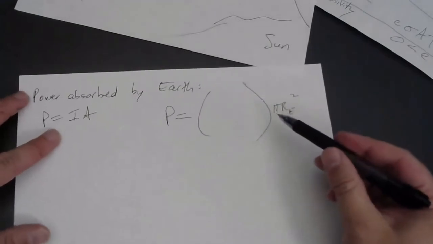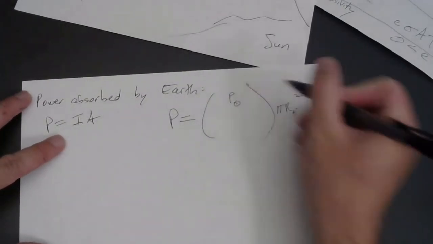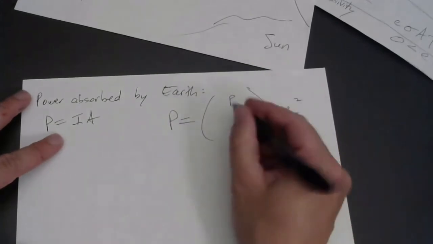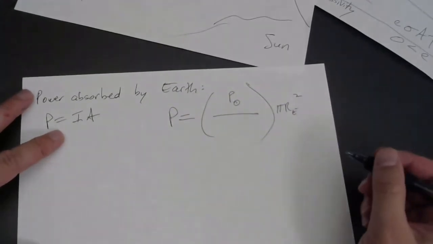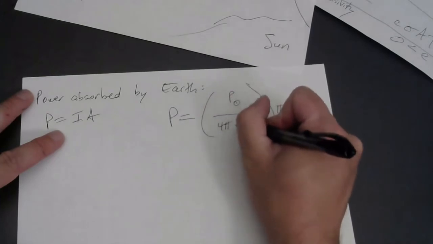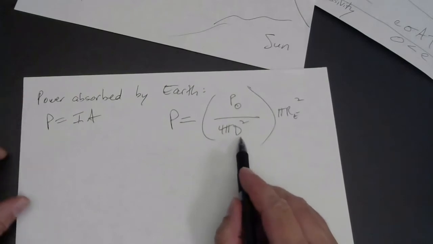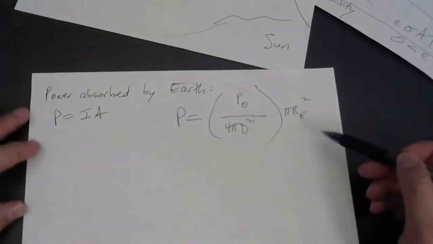Well, all we have to do is take the total power coming out of the sun, and I'm going to put this cool little symbol for sun. This is the luminous power of the sun divided down by the surface area of that giant imaginary shell, where this is the distance from the center of the sun to the center of the Earth.